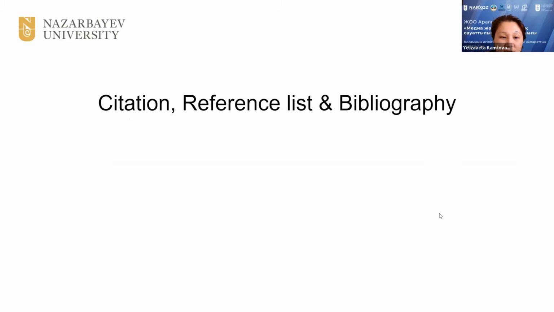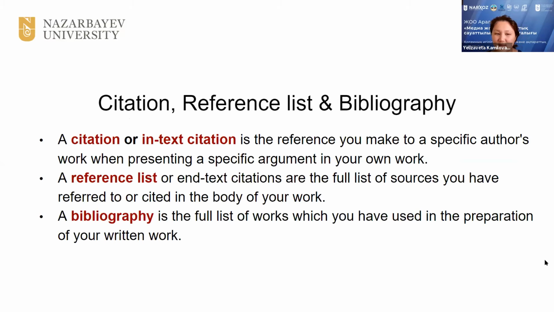Great, let's move further. Here we're going to discuss different things: citation, reference list, and bibliography. Let's find out what they are. A citation, which we also call an in-text citation, is a reference you make to a specific author's work when presenting a specific argument in your own work. So it is a piece of information you are getting from somewhere. It is someone's words, and when you use it in your own paper, you should put in an in-text citation. Later, I'll show you an example of how it looks.